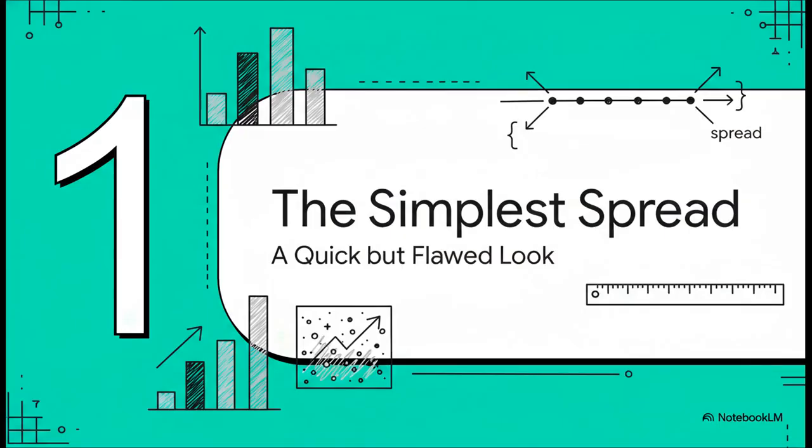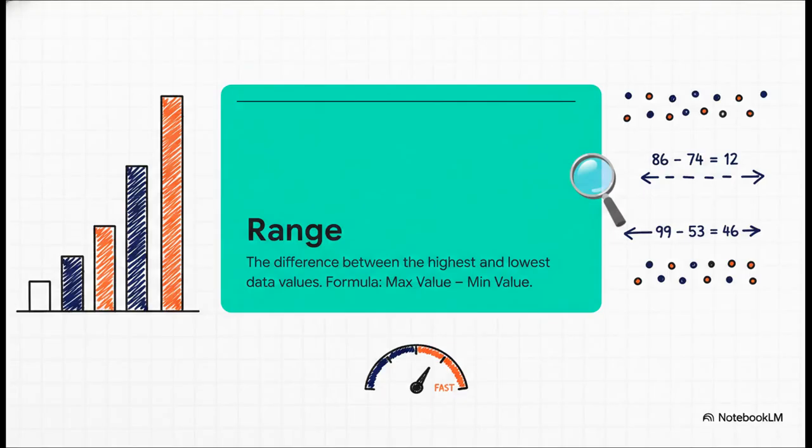First up in our toolkit is the range. It's the absolute quickest, most straightforward way to get a feel for how spread out your data is. It's a first look, but as we'll see, it's a little flawed. And the formula is, well, it's exactly what it sounds like. You just take the highest value and subtract the lowest value. Easy. So for that consistent class, set A, the range might be pretty small, maybe 86 minus 74, which gives you 12. But for set B, it's 99 minus 53. That's a massive range of 46.